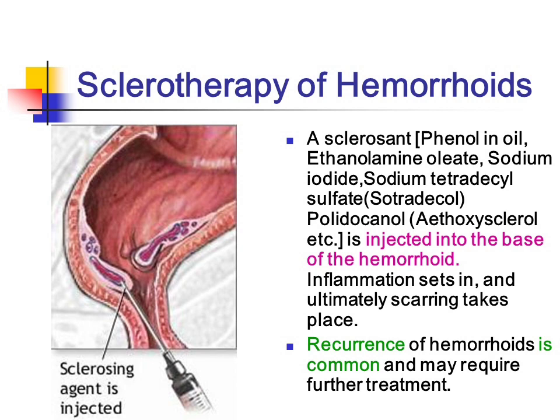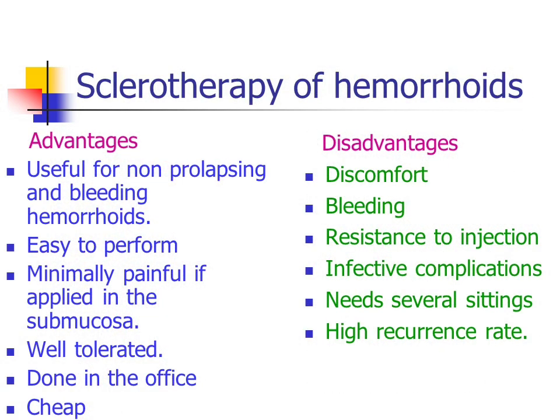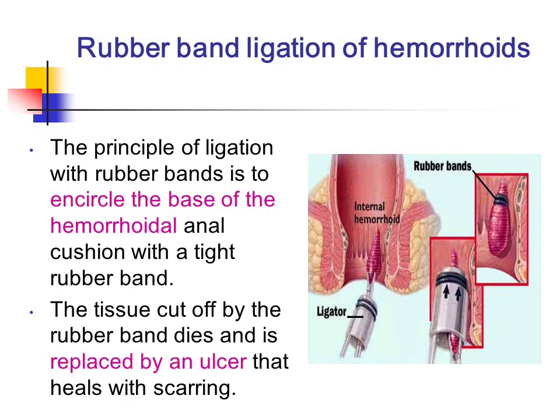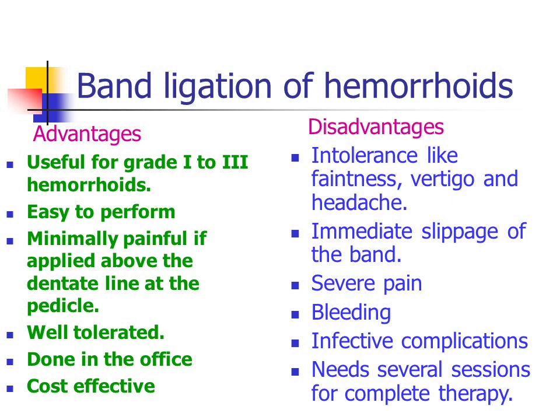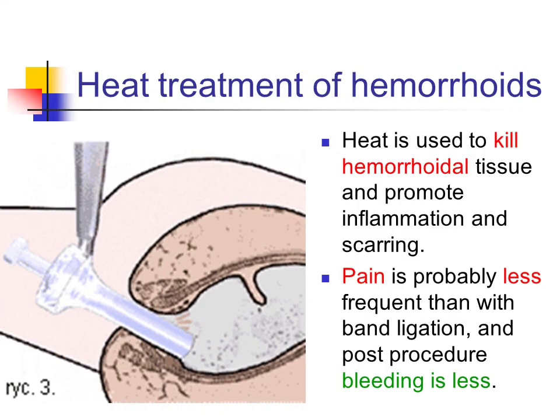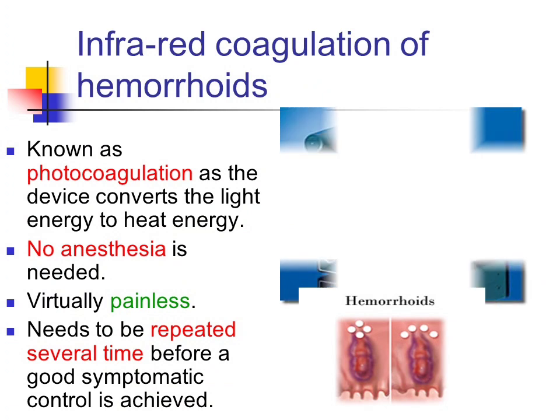Sclerotherapy is one method where an injection is given in the base of the hemorrhoid. The disadvantages include discomfort, bleeding, resistance to injection, and infective complications. Then the most popular one is rubber band ligation, which encircles the base of the hemorrhoid. Disadvantages: intolerance, severe pain, bleeding or infective complications. Then heat is used to kill hemorrhoids. Pain is probably less than banding.